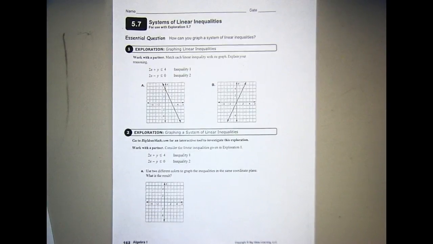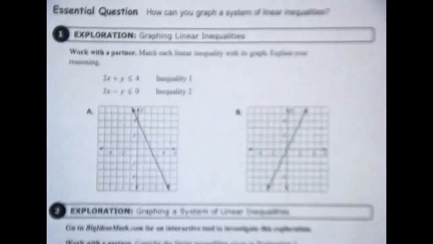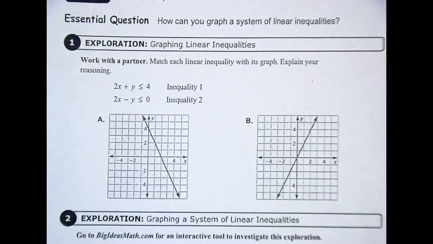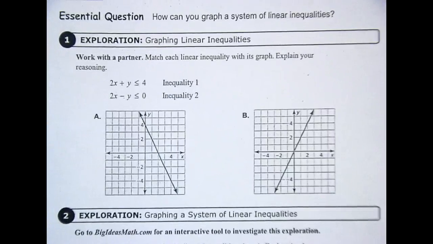All right, so we're on page 160. We got 162 of our student journal. I want you to work through exploration number 1 with a partner. Match each of the linear inequalities with its graph and explain the reasoning. Then after we do exploration 1, we'll talk about it, and then we'll go on to exploration 2. You're welcome to start exploration 2 if you finish it. How can we graph these systems? So go for it. We'll work together.